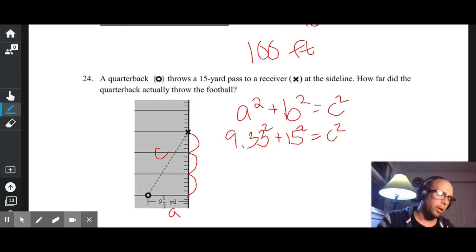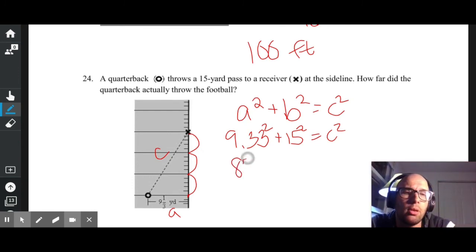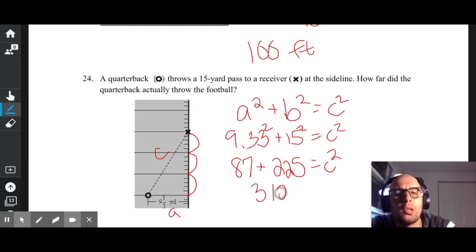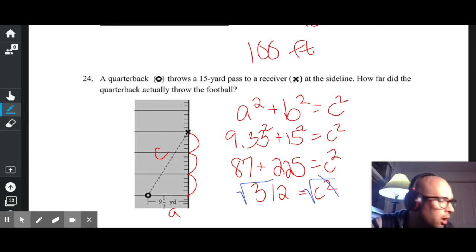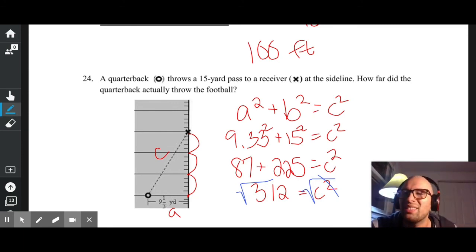So 9.33 squared. It is getting late. 9.33 squared is going to be 87.04. So I'll just do 87 because that rounds. Plus 15 squared is 225 equals c squared. 87 plus 225 is going to be 312. That equals c squared. Is c all by itself? No. What's in the way? Square. What do? Square root it again. And the square root of 312 is going to be 17.66.